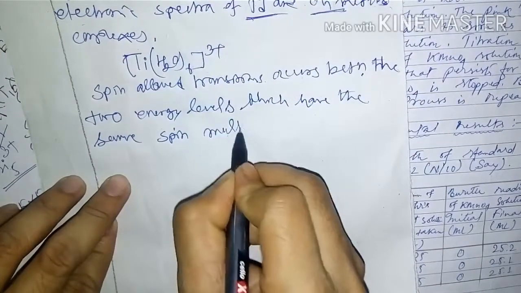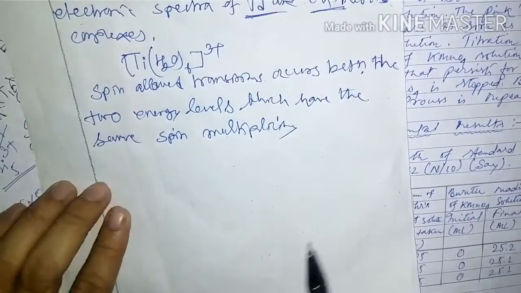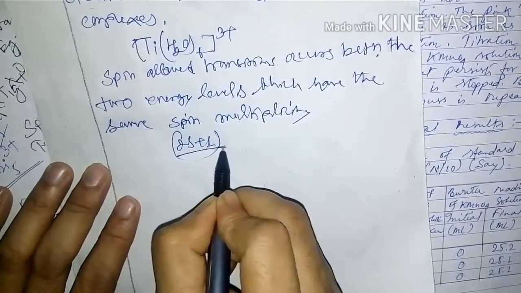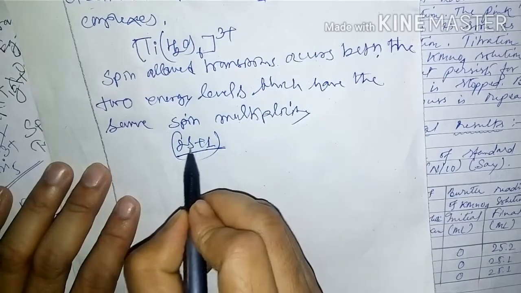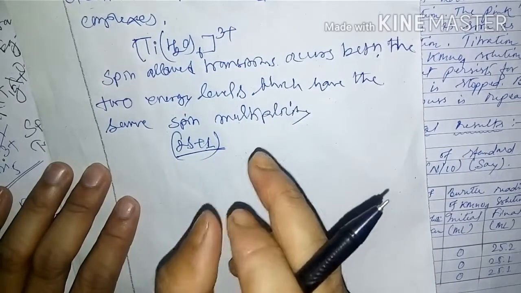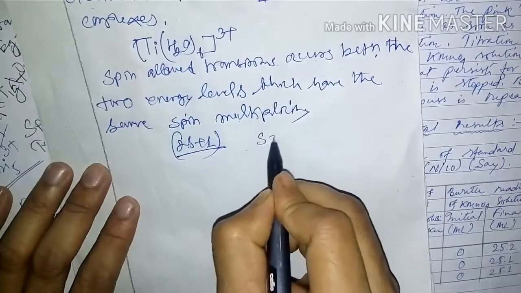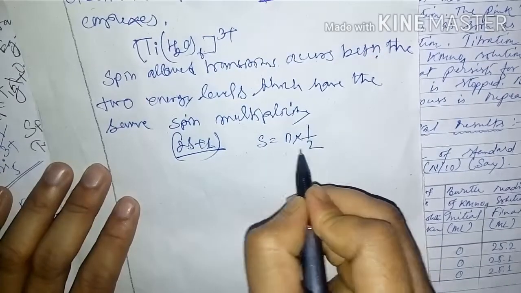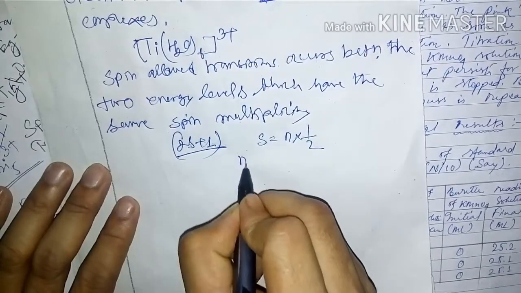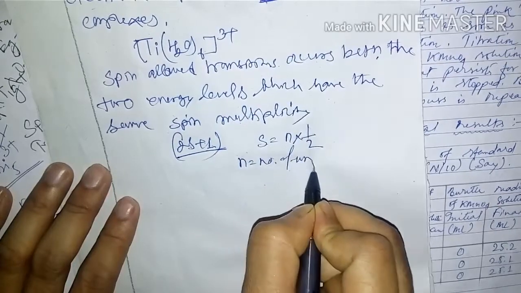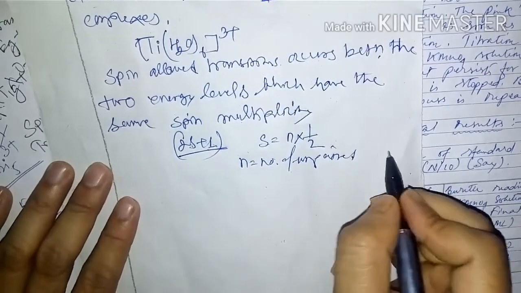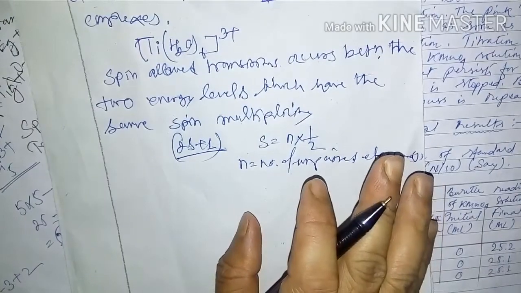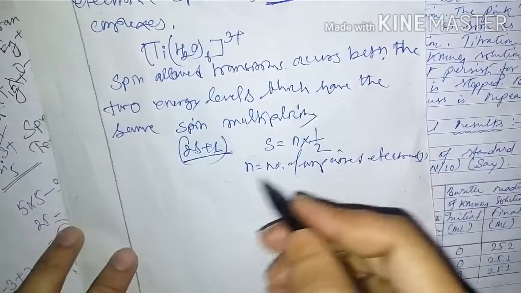Spin multiplicity is given by the formula 2S plus 1. Here S is the spin, and S equals n times half, where n is the number of unpaired electrons. Understood? This is the spin multiplicity.